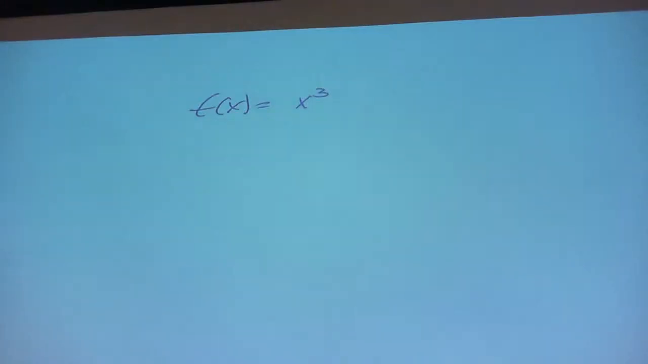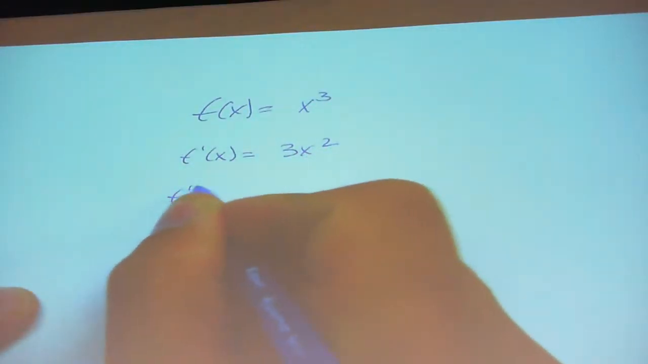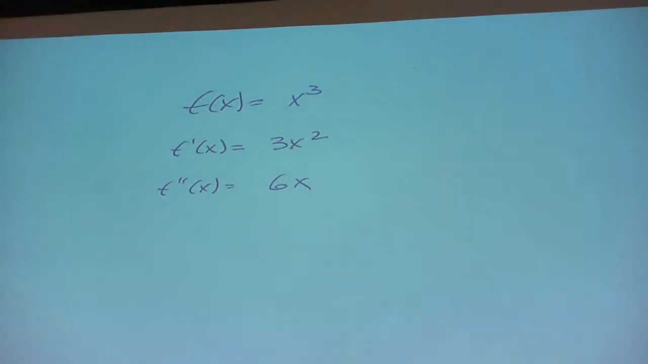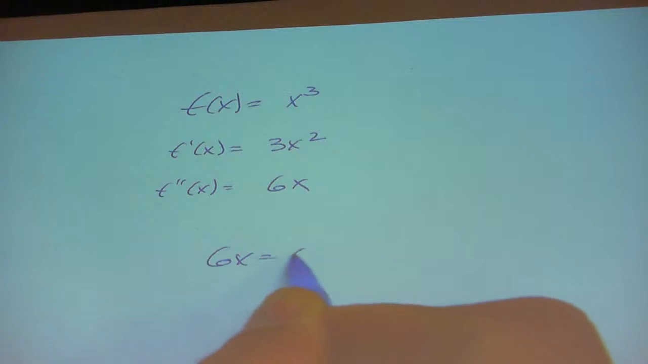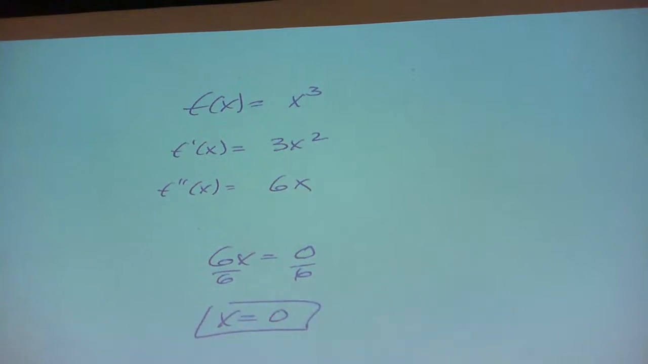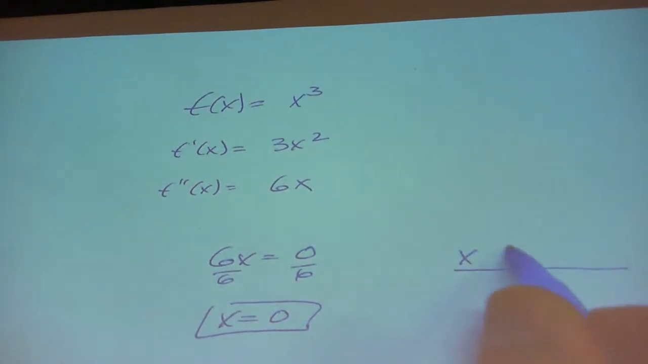If we look at f of x equals x cubed, to talk about when the graph is concave up and when the graph is concave down, we first take the second derivative. First derivative is 3x squared. Second derivative is 6x. Now I'll introduce the inflection point. The inflection point changes from concave up to concave down or vice versa. How do you find where that change happens? You take the second derivative, set it equal to 0, and solve.